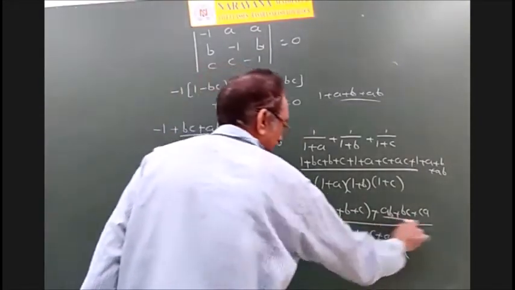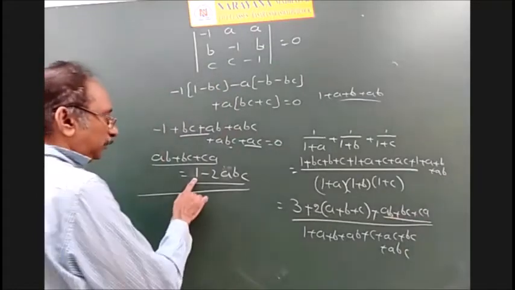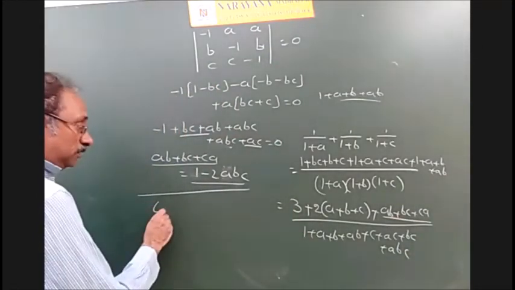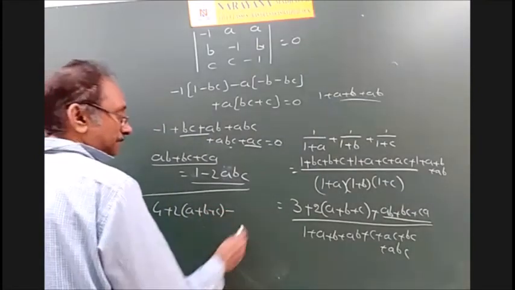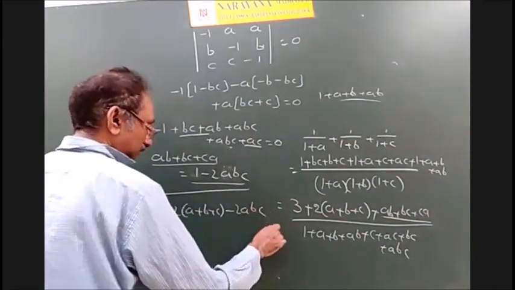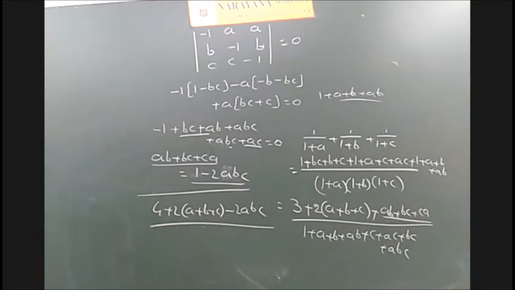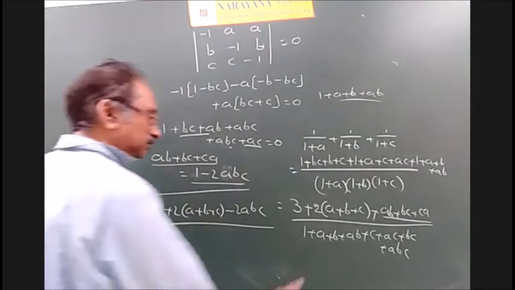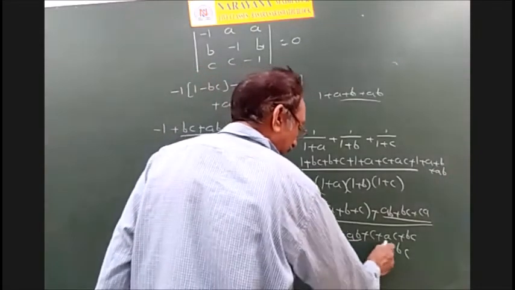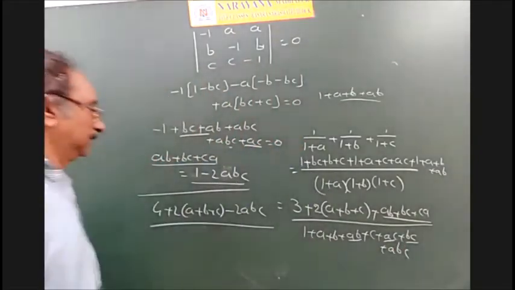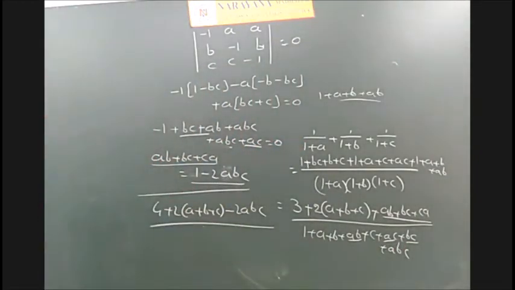And I will write here, and therefore what is this? 1 plus 3, 4 plus 2 into a plus b plus c minus 2ABC. That is the numerator. And also in the denominator, there is AB plus AC plus BC. In place of that, you can write 1 minus 2ABC.